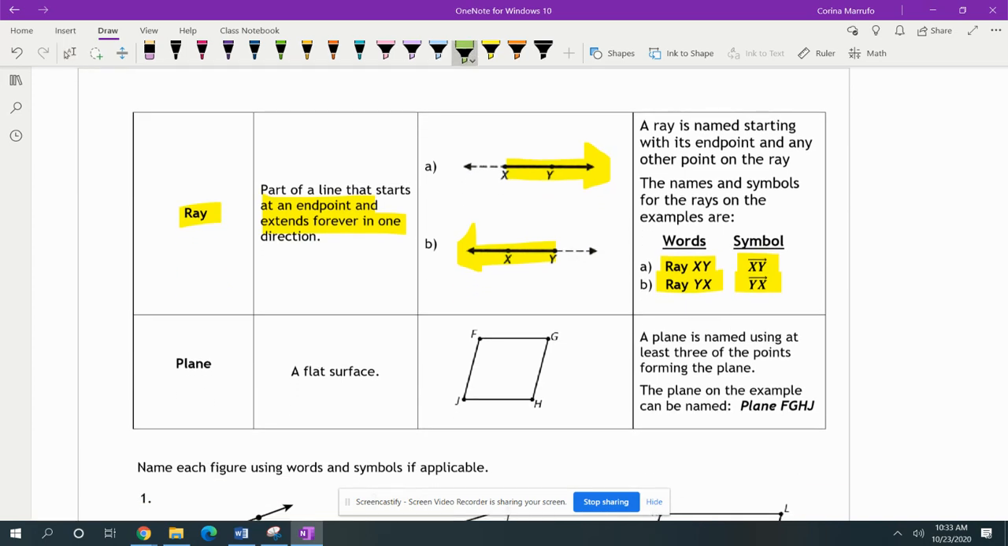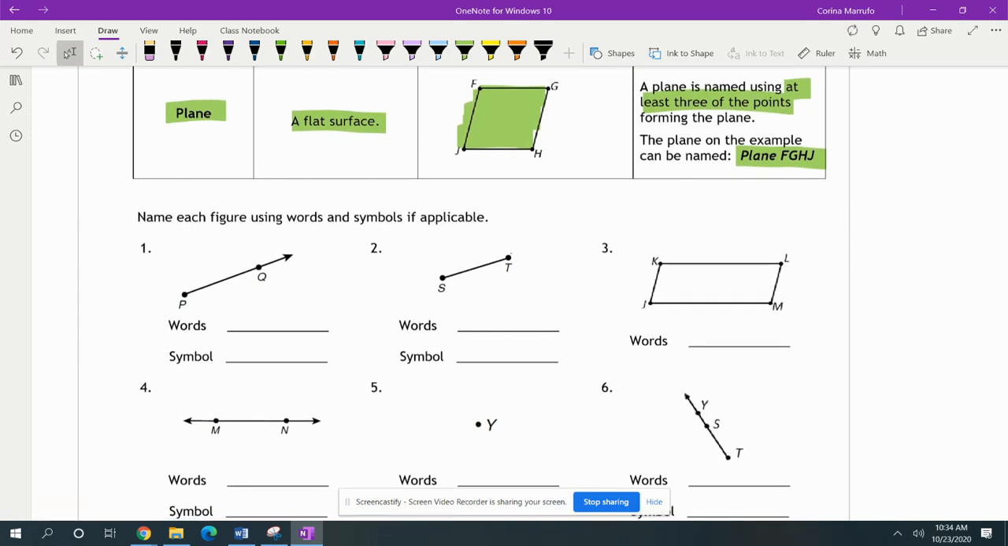A plane. A plane is a flat surface. Okay, here's an example of a flat surface. So it's talking about this whole section here. So a plane is named using at least 3 points. So you can use more than 3 points, but the minimum is 3 points. So the plane of the example can be named plane FGHJ. So there's no symbol for plane. You just have to write out the whole word. Okay. And then there is a symbol. I don't think I covered the symbol for ray, but that's the symbol right there. It's the line with the little arrow.